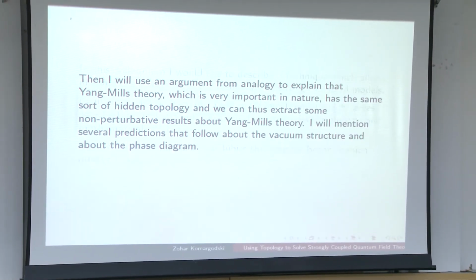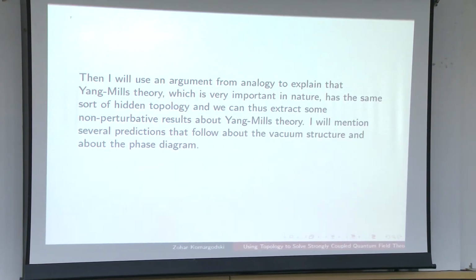And then I'll switch to more interesting examples by analogy. So I'll use the method of arguing by analogy to say that whatever we learn from this quantum mechanics is actually also true in Yang-Mills theory, and it will have far-reaching applications for non-perturbative exact results in Yang-Mills theory, solving a few long-standing problems about Yang-Mills theory. In particular, proving some exact results about the vacuum structure of Yang-Mills theory.